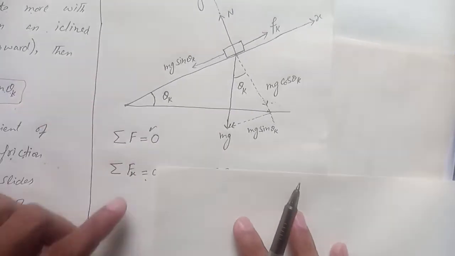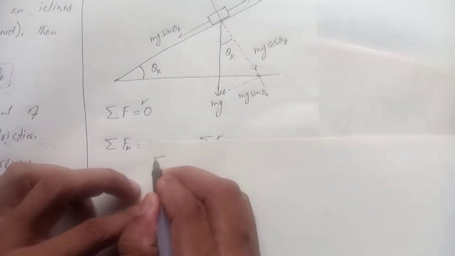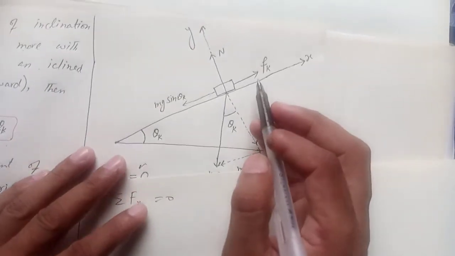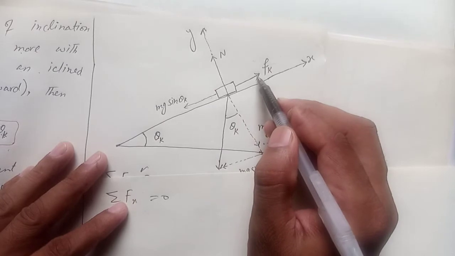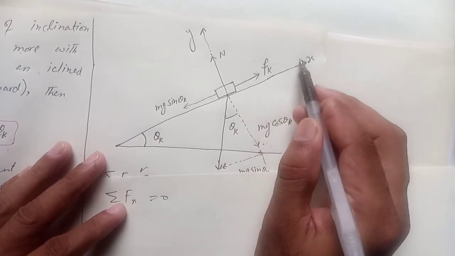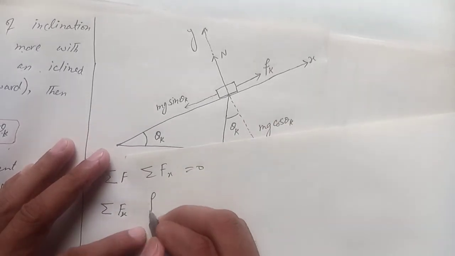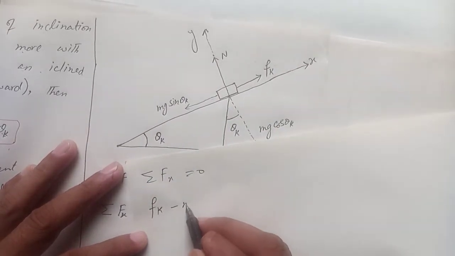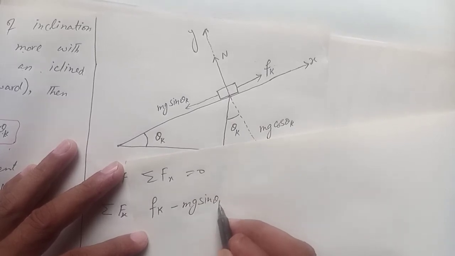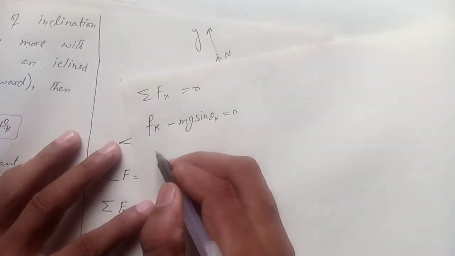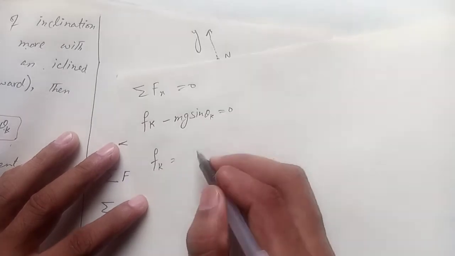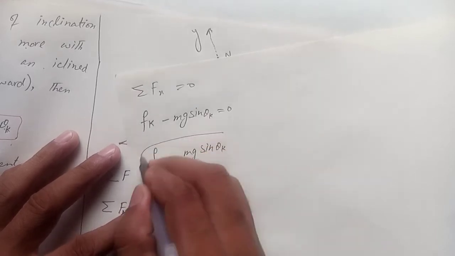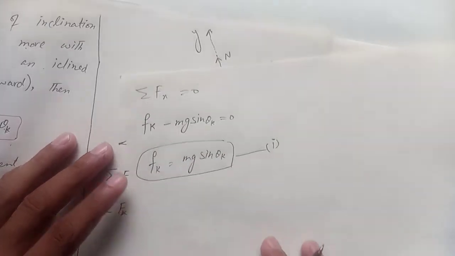Now first I solve sigma Fx. Along the x-axis, we can see from this diagram that two forces are acting. This force is acting along the positive x-axis, so I write it as Fk, and this force is acting along the negative x-axis, so minus mg sin theta is equal to 0. From here, I can write Fk is equal to mg sin theta. I name it as equation 1.